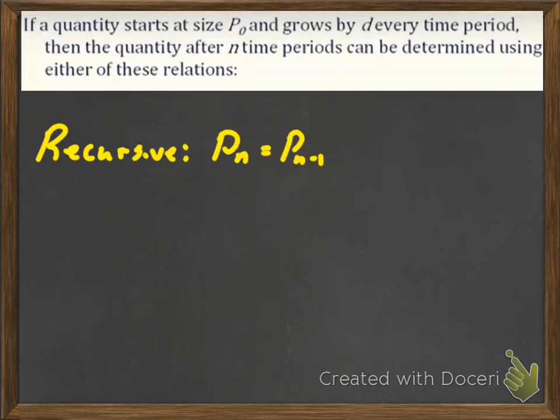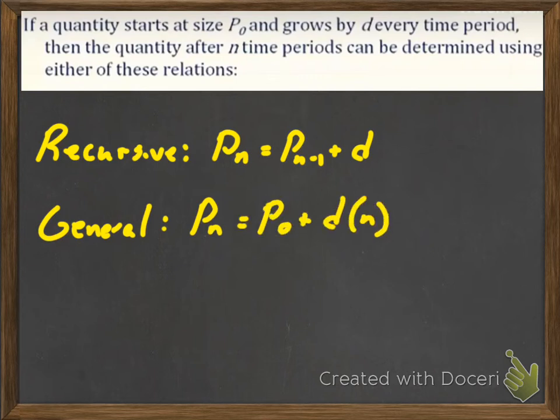So we have recursive functions. So if a quantity starts at P0 and grows by this, whatever this D is, every time period, and we're going to use D because that kind of represents change, and if we think about the Greek letter delta, which is a triangle, that's really what we're going to talk about. For those of you who have taken calculus, that might be familiar to you. So D every time period, then the quantity after n time periods can be determined using either of these relationships.